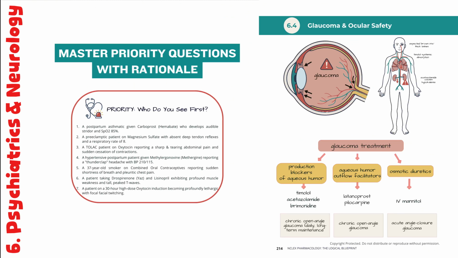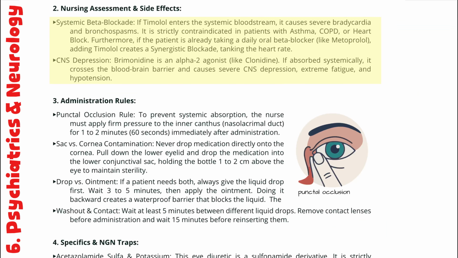Treatment for glaucoma either turns down the faucet, reducing fluid production, or unclogs the drain, improving outflow. Normal intraocular pressure is 10 to 21 millimeters of mercury. Past 50 is an acute angle closure emergency requiring IV mannitol. Systemic absorption of timolol causes bradycardia and bronchospasm, contraindicated in asthma, COPD, and heart block.